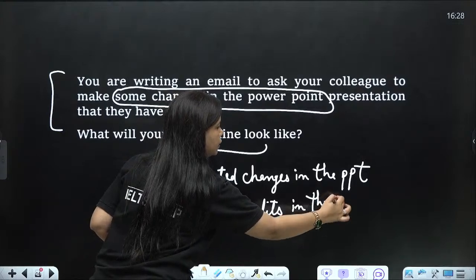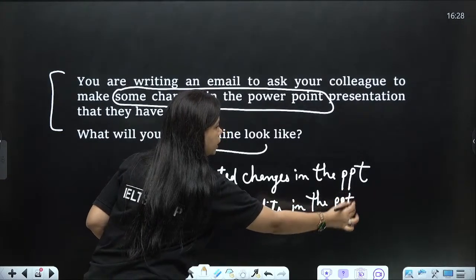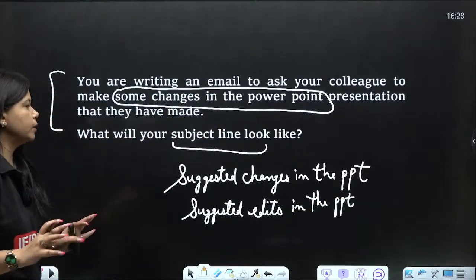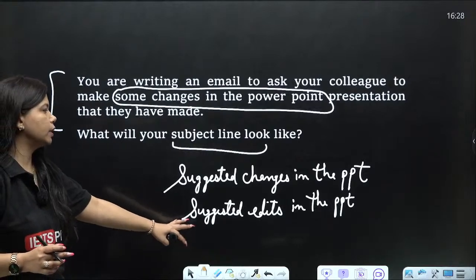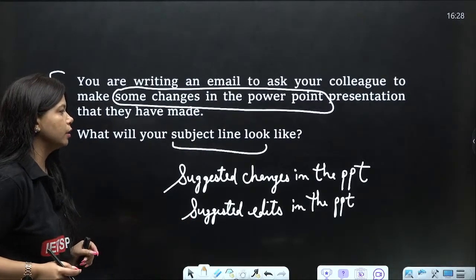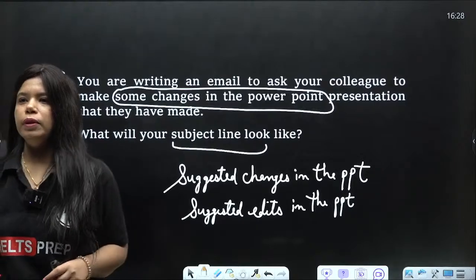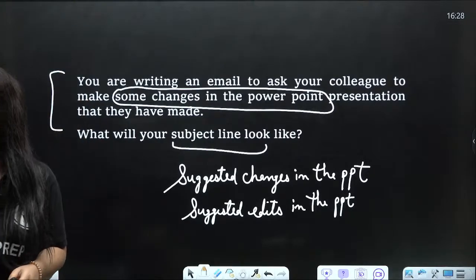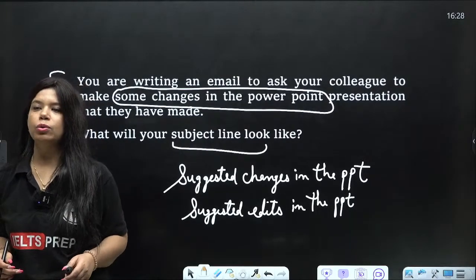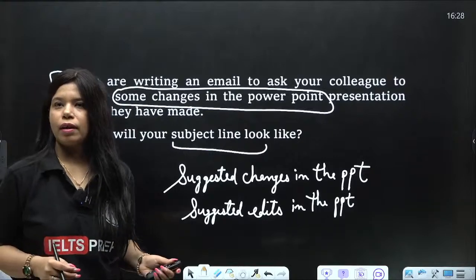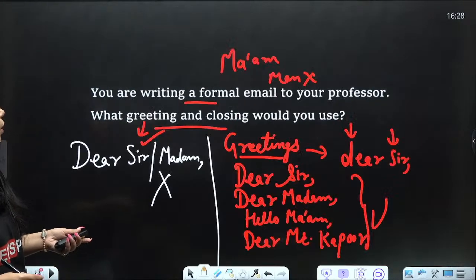So you are making a suggestion that, brother, change a few things. You are not ordering, you are giving a suggestion. That's why the word suggested edits in the PPT or suggested changes in the PPT. Isn't that simple? Is that making sense, everybody? So far, so good. Let's now proceed to the closing part here.